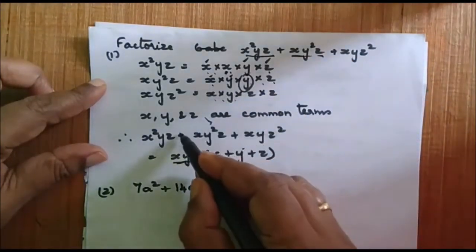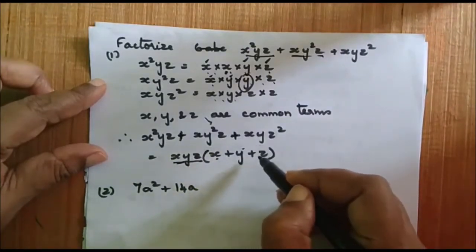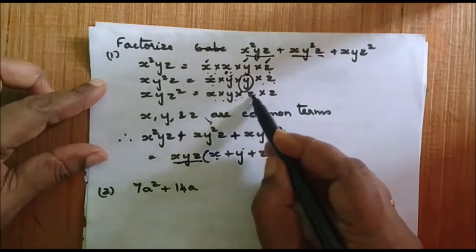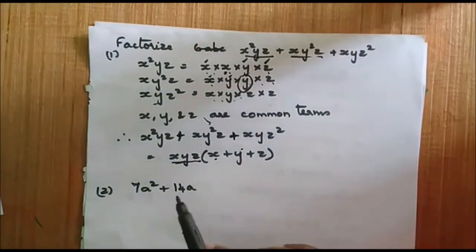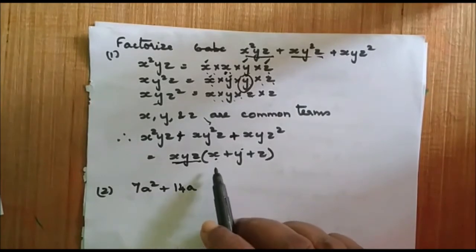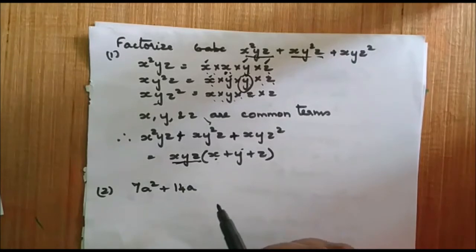They are all joined by the plus symbol. I hope you get it. So x plus y. I remove x, y and z from this expression. I get z. So the answer is x, y, z into x plus y plus z. I hope you understood this.